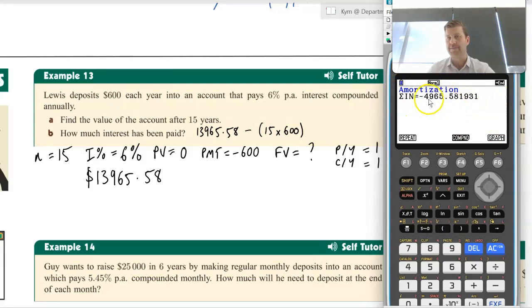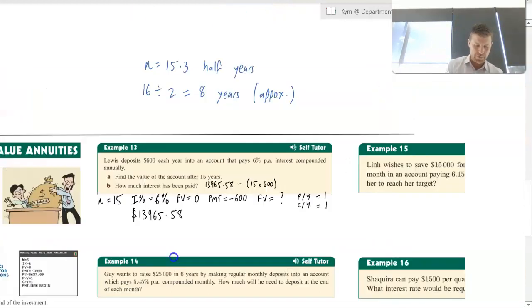It's minus 4,965, or the amount of interest that I've actually earned is $4,965.58. Okay, so the amount of interest, or the answer to part B here is 4,000.